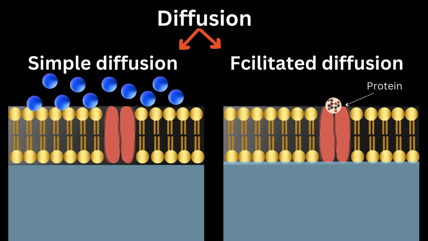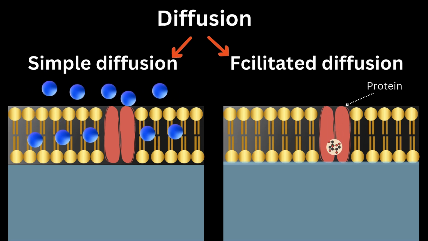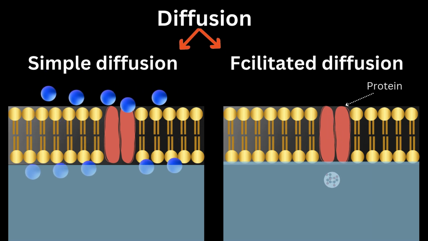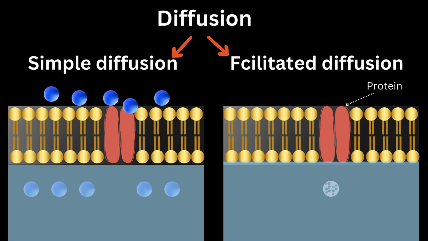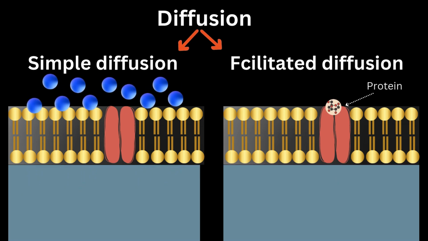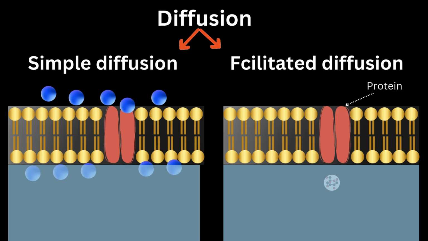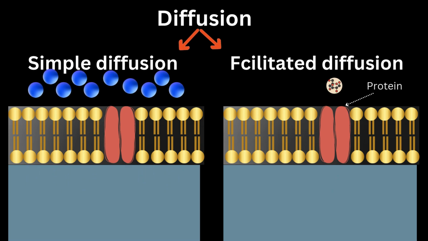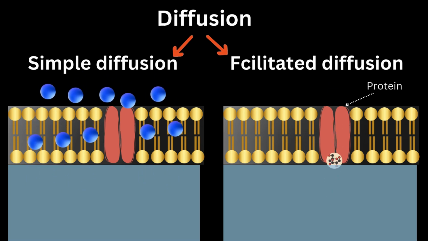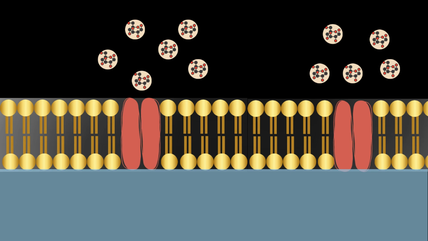There are two types of diffusion: simple diffusion and facilitated diffusion. In simple diffusion, molecules pass directly through a membrane, without the help of proteins. For example, oxygen and carbon dioxide diffuse through the lipid bilayer of a cell membrane during cellular respiration.